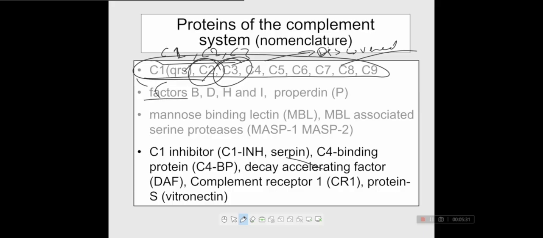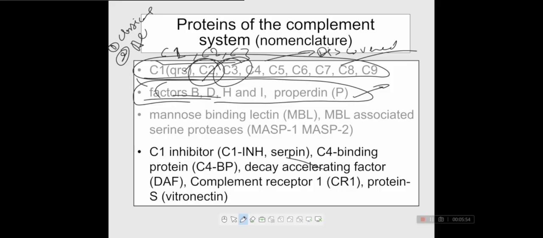Other proteins are factor B, D, H and I. There are three types of complement system pathways: first is classical, second is alternative, and third is mannose binding protein.